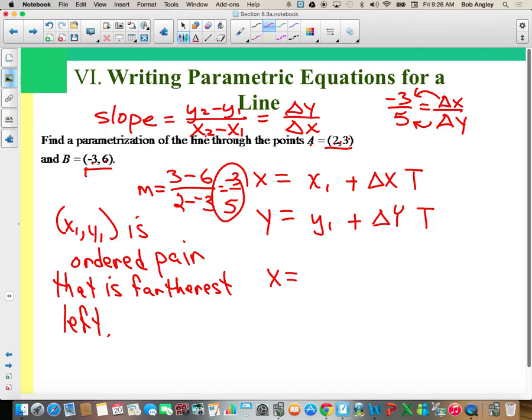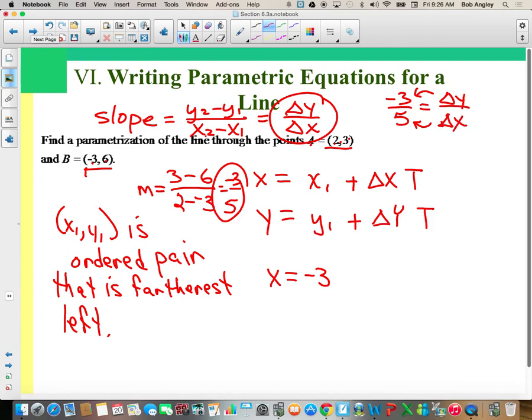So we're going to go x equals -3. Hold on a second. Wait, I wrote something wrong right here. Right here, y is going on top, right? It should be delta y over delta x.